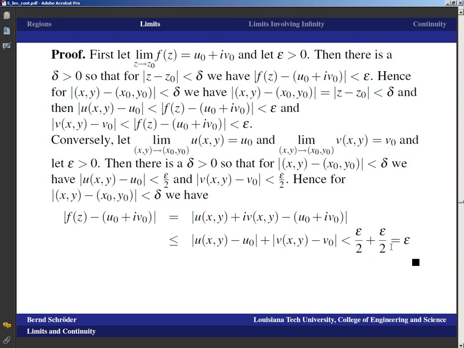And so that means we have proved, conversely, that if the limit of u is u0 and the limit of v is v0, then the limit of f is u0 plus iv0, because again, for any epsilon greater than 0, we have found a delta greater than 0, so that the distance between (x,y) and (x0,y0) being smaller than delta implies that the absolute value of f of z minus (u0 plus iv0), and remember this is just z minus z0, is smaller than epsilon.